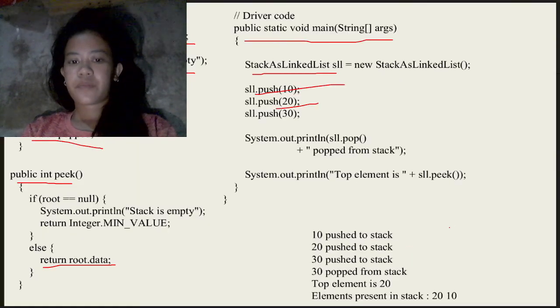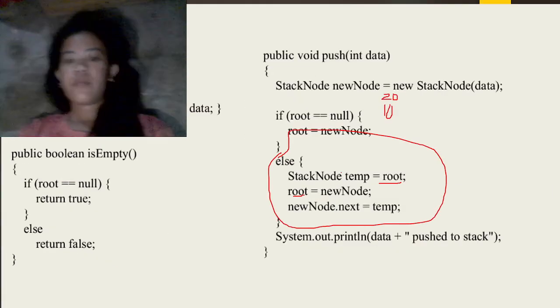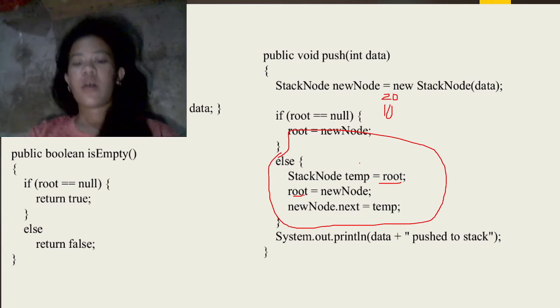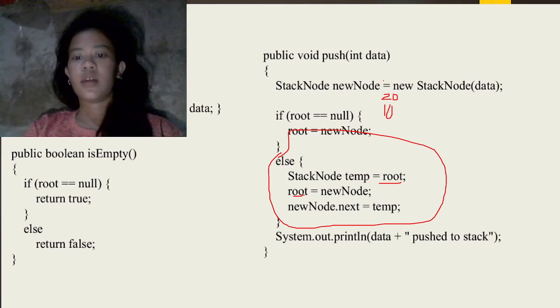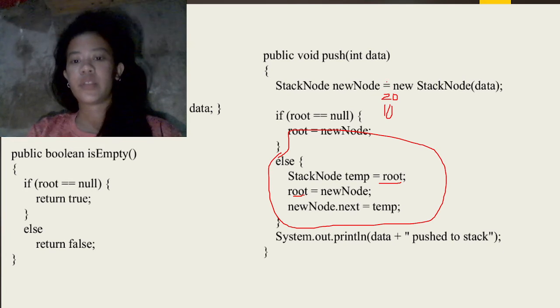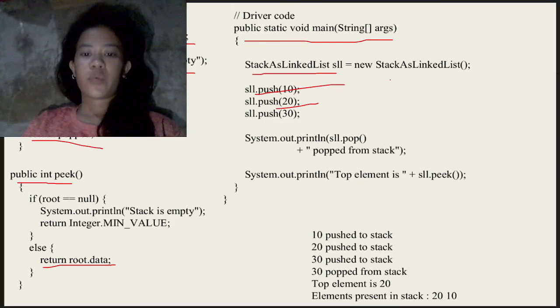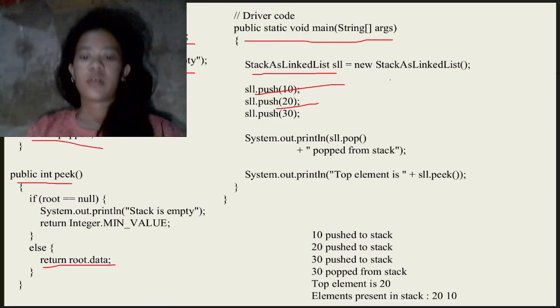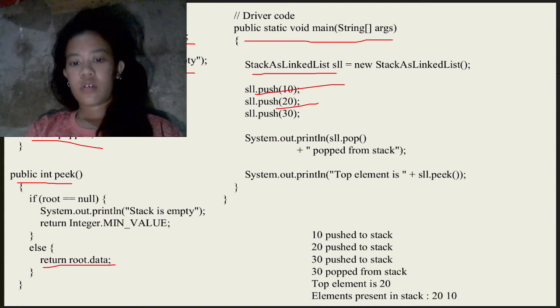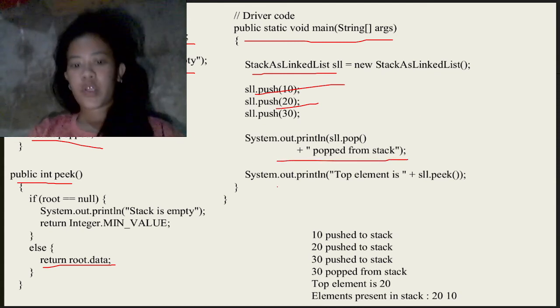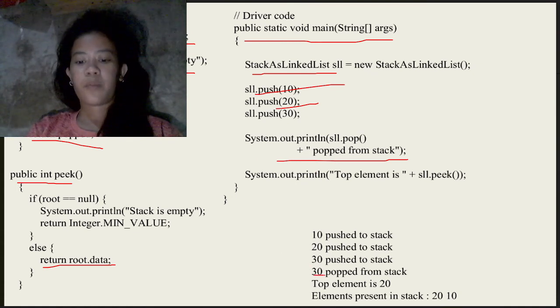Next is 30. Same, we have to create a new node, and then the current node will be the pointer to the next node, so the 30 will be inserted. And then next, we're going to use pop here. We have to pop the 30 from the stack.